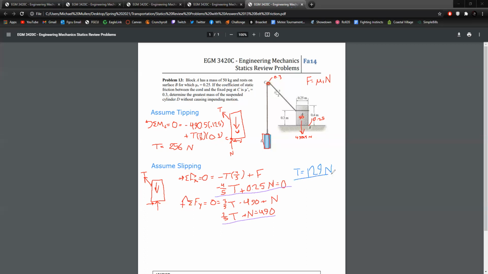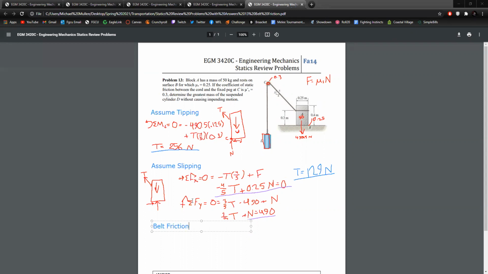So comparing our T for slipping and our T for tipping, we can see that our T for slipping is much lower, meaning that our system will slip before it tips. Therefore, when we want to find out the maximum mass for this cylinder, we need to use the slipping tension force. So the last step for this is to do the belt friction portion.